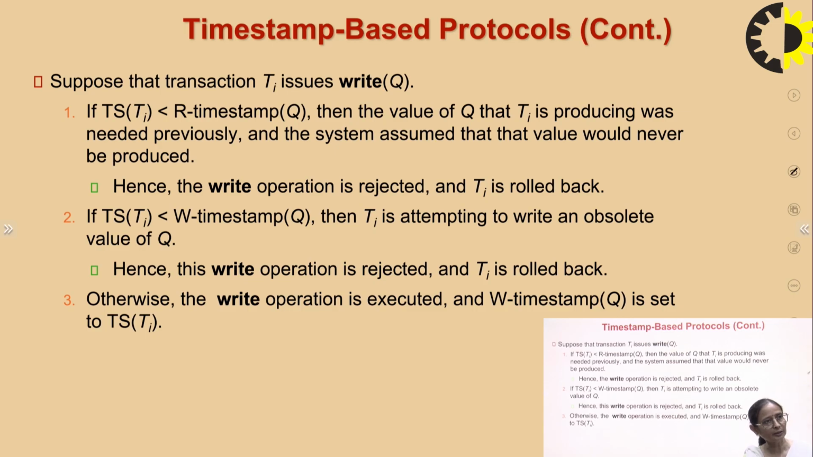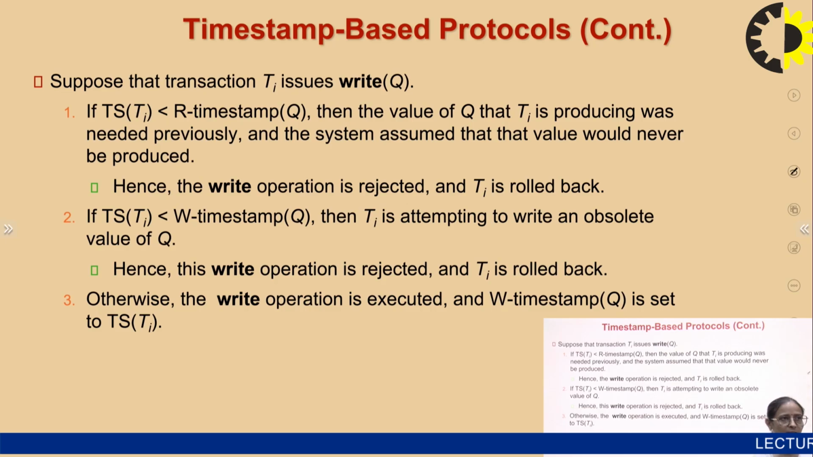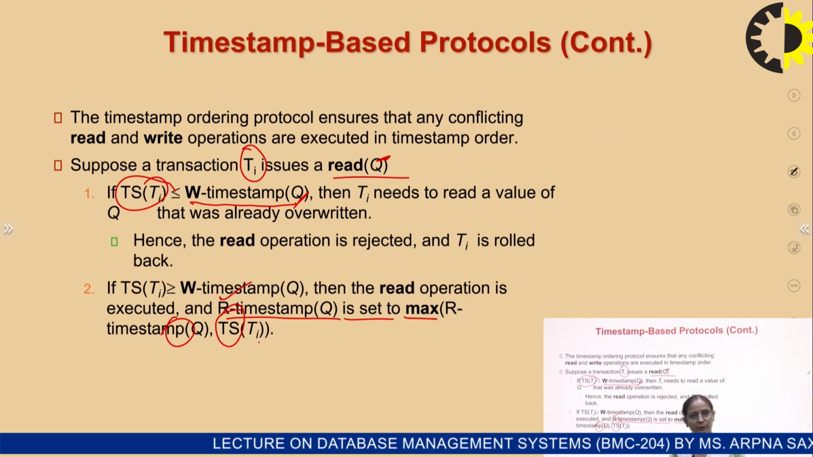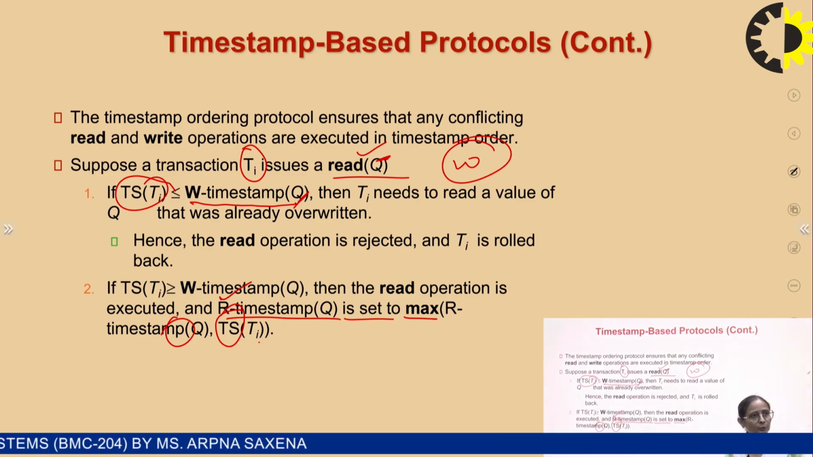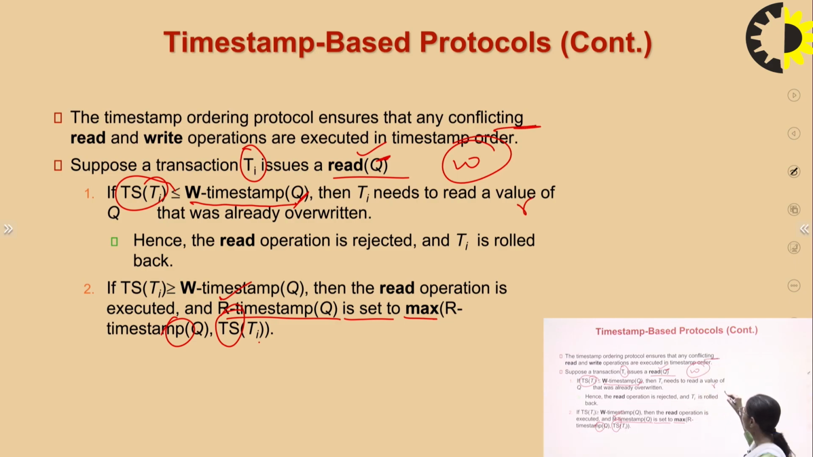If a transaction TI wants to write, then it needs to check again. What does it check? It checks if the timestamp of TI is less than the read timestamp of Q. Why? Once you go for reading, you check with W, because read and write are conflicting. You need to maintain the order for the conflicting instructions. In the case of R and R, there is no conflict.